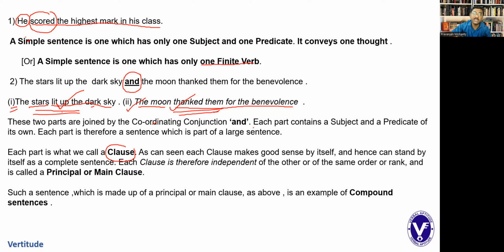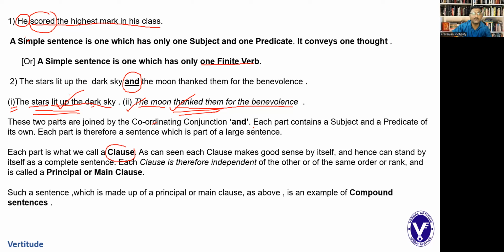The stars lit up the sky is one principal clause because it is complete in itself. It is independent. The moon thanked them for the benevolence. Again, that is an independent sentence. It can stand for itself. So this is also a principal clause. So these two sentences, which are complete in themselves and can stand on their own, are known as principal or main clauses. Such a sentence which is made up of principal clauses as above is a compound sentence.